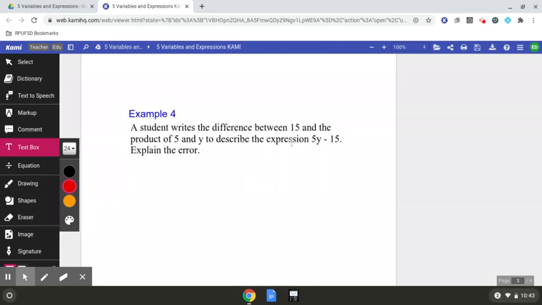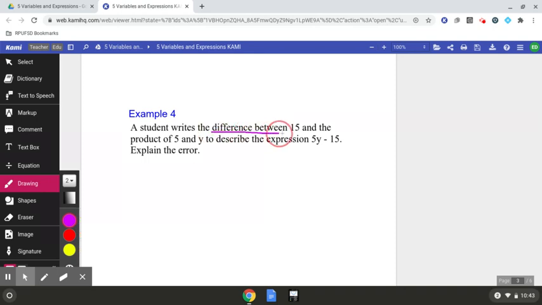Okay, the next one, a student writes the difference between 15 and the product of 5 and y to describe the expression 5y minus 15. Explain the error. So we here are going to focus on the difference between 15 and the product of 5 and y. So difference means subtract. So we are going to subtract, and it's also one of those special words, 15, and the product, which means multiply, of 5 and y. So we are going to do 15 minus 5y.